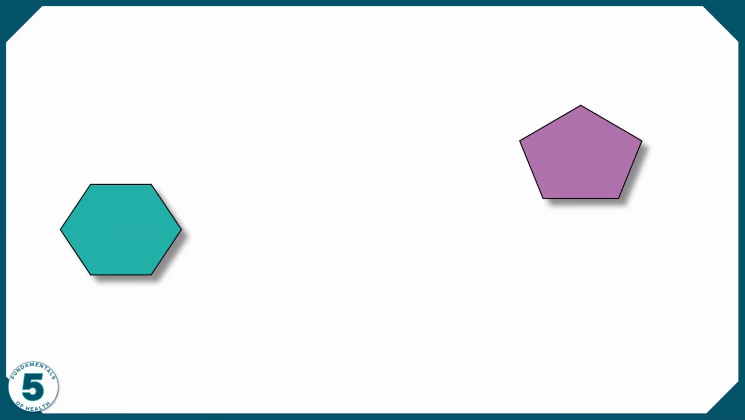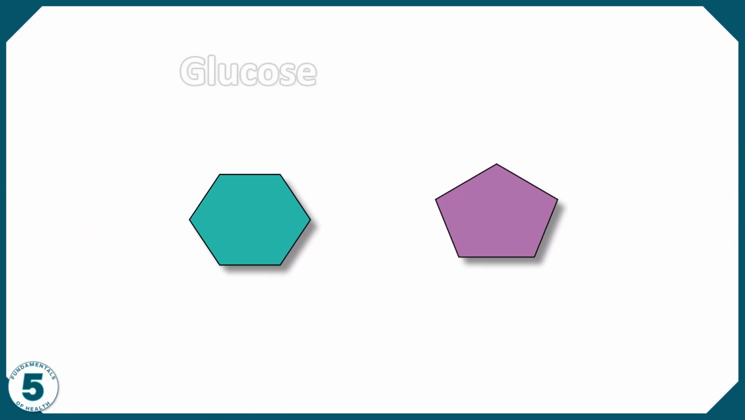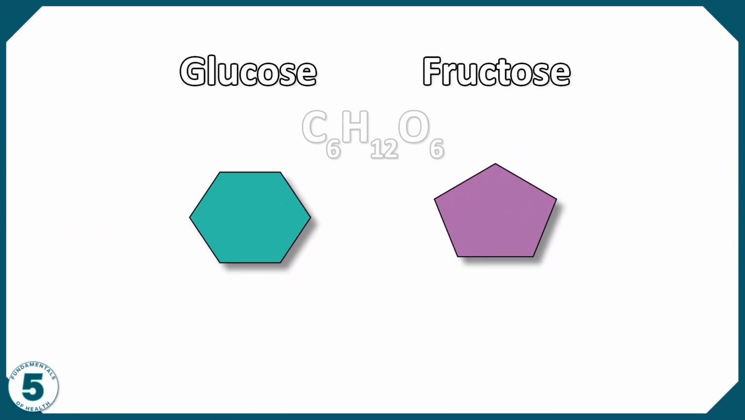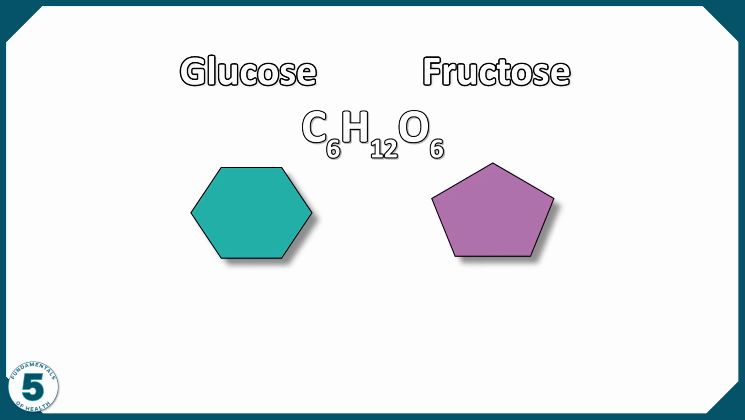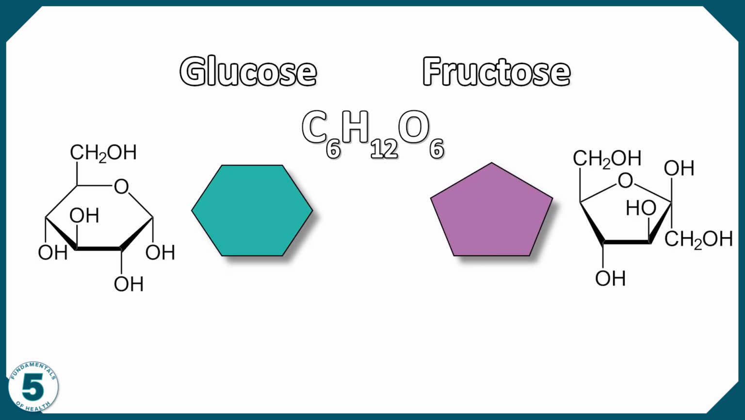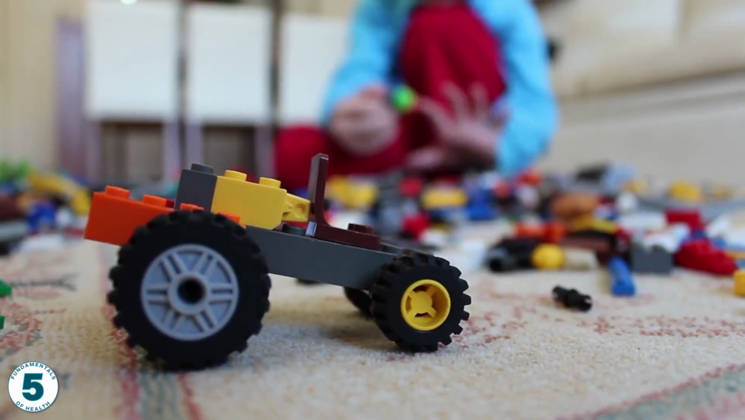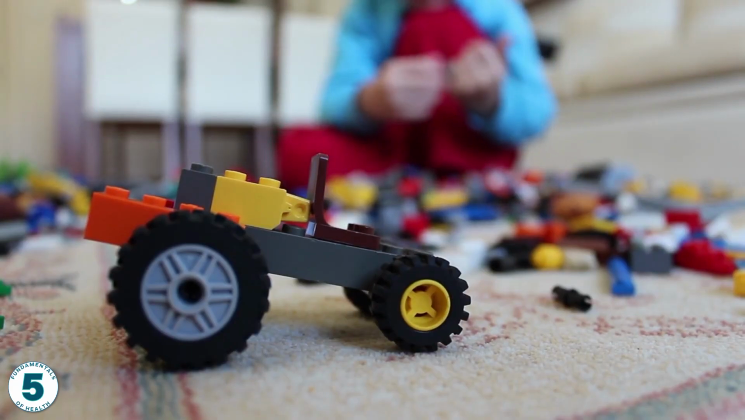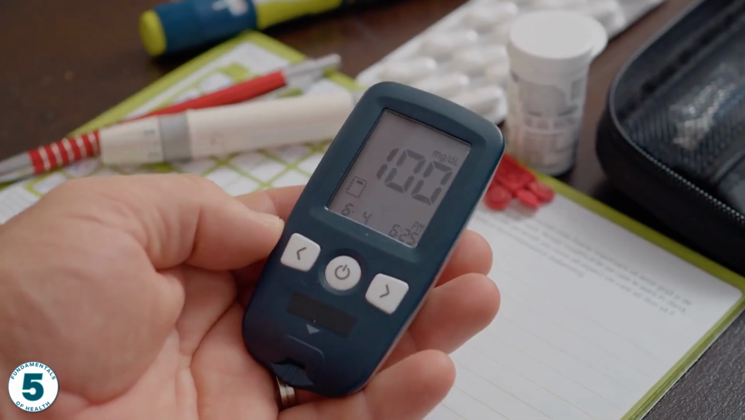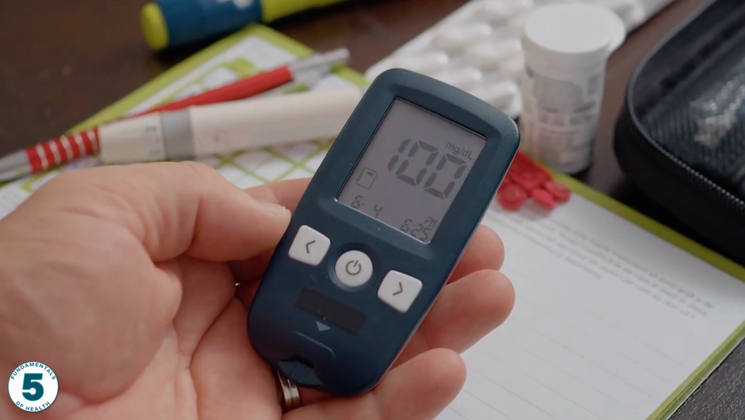The two simple sugars most commonly found in foods are glucose and fructose. They have exactly the same amounts of carbon, hydrogen, and oxygen, but they're put together a little differently. Think about how you can use the same toy construction pieces to make different shaped cars or animals, and you'll get the idea. Glucose is the simplest carbohydrate for the body to digest. And of all carbohydrates, it has the most immediate impact on blood glucose levels.